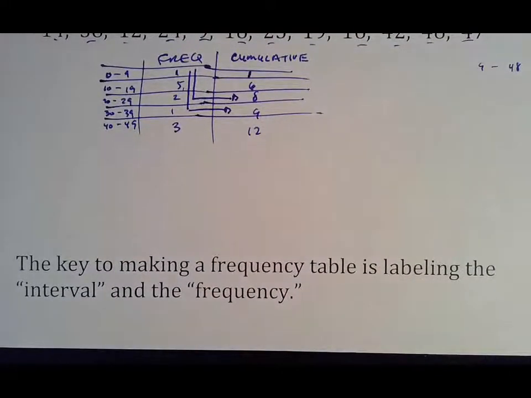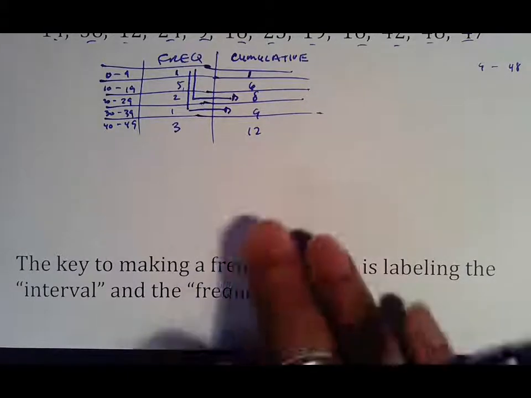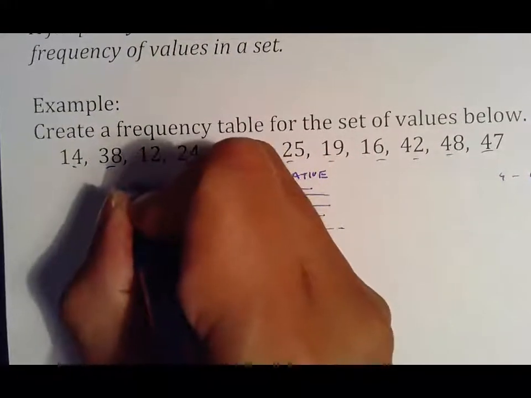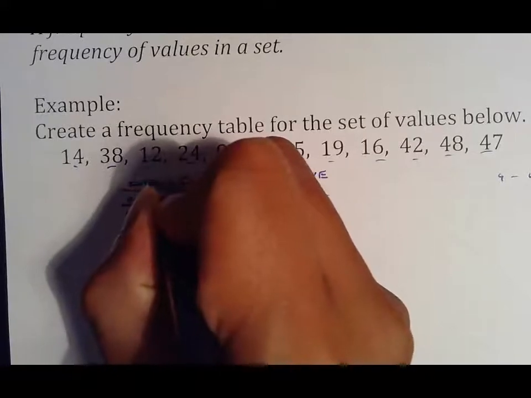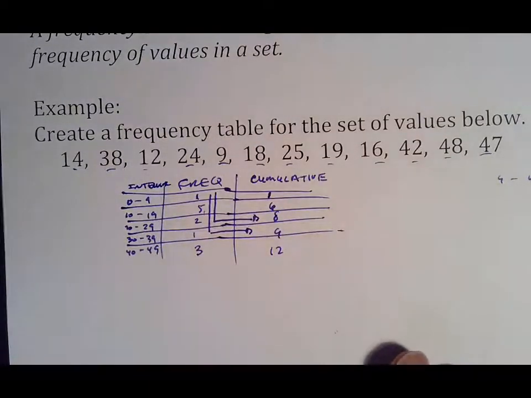The key to making a frequency table is labeling the interval and the frequency, which I did not do. Good thing I read my own notes. But again, interval, frequency, and then cumulative frequency, and so on is what you're looking at. But that's the key idea.